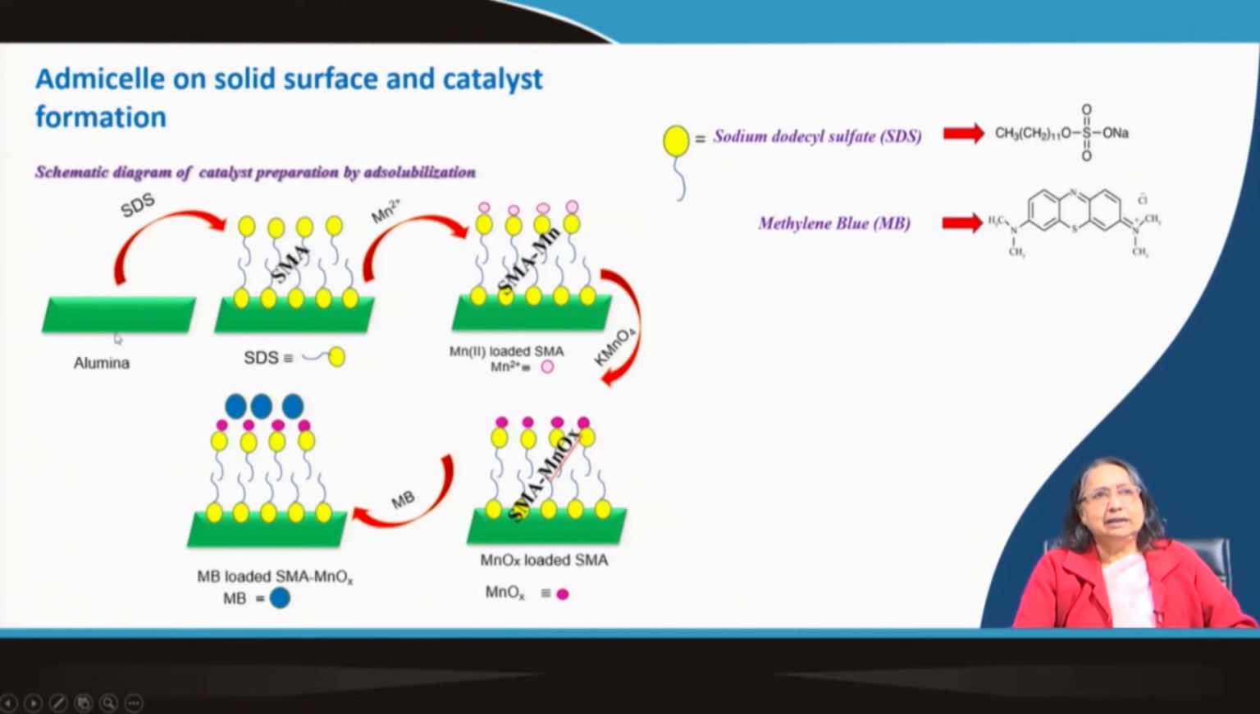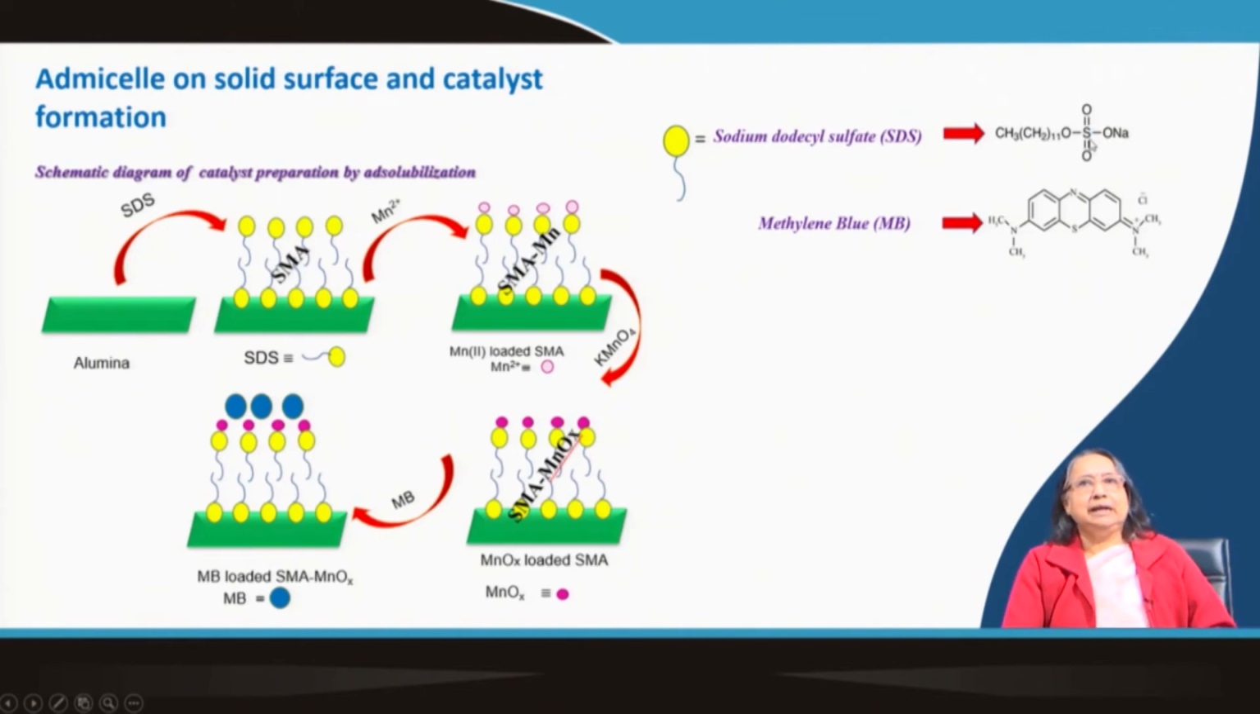In the case of alumina, the pH ZPC is 9.1. If you make the solution pH below 9.1, say for example 4 or 5, then alumina will be positively charged. And in that case, you know the negative surfactant, sodium dodecyl sulphate, SDS, which is represented like this, has a negatively charged head group.